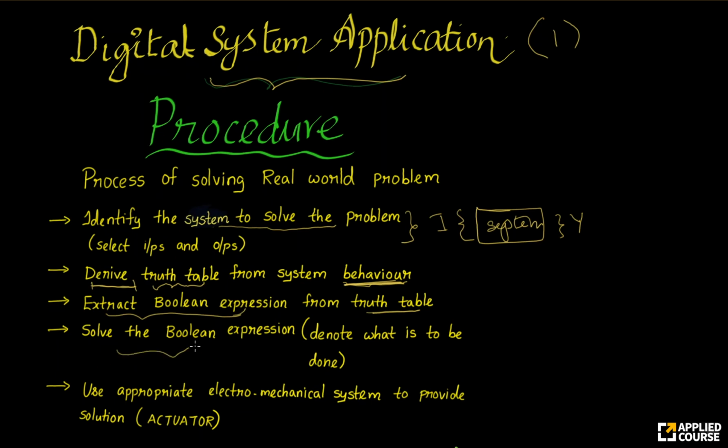And we solve this Boolean expression with the help of hardware, and this is going to tell what is to be performed, but it won't do the action. And hence we take the help of another electromechanical gadget, which we call an actuator, which will perform the actual work.